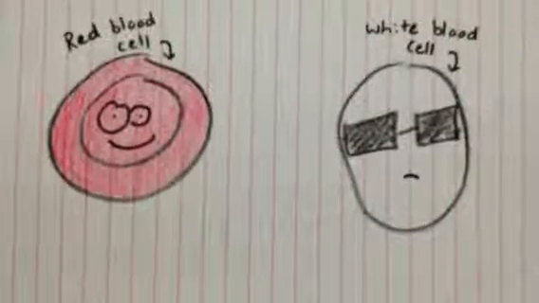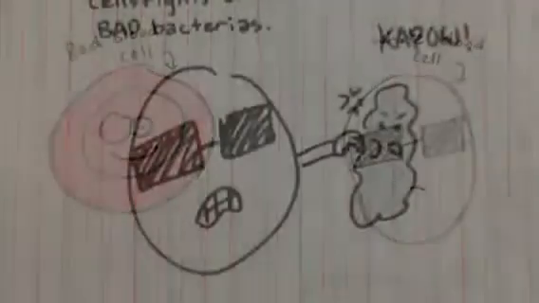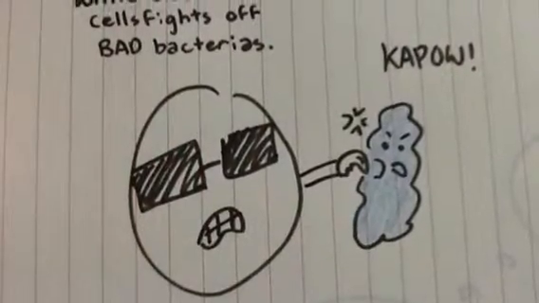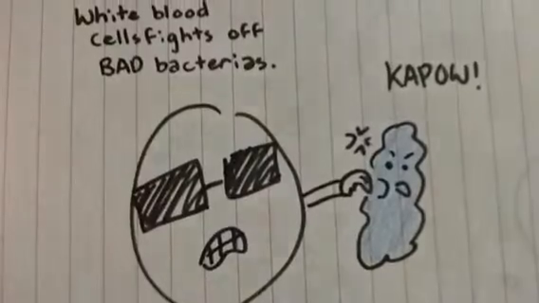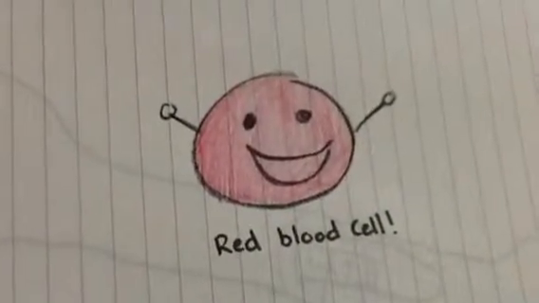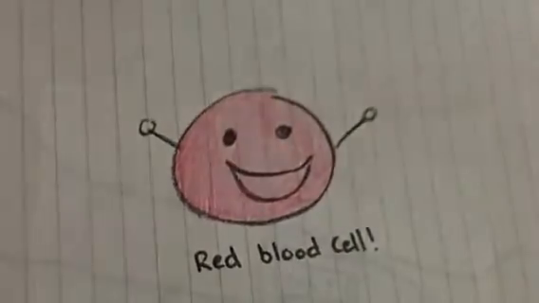There are two types of blood cells, white and red. The white blood cells help fight off bad bacteria so it does not affect you and give you any diseases. Today we will be talking and focusing on the red blood cell.